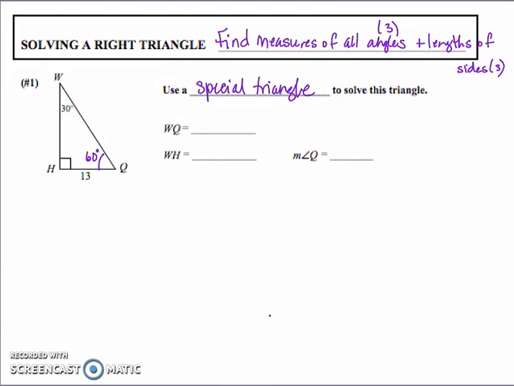I wasn't paying attention to the time on the last one and I got cut off there. All right, so we were working on this example, solving a right triangle, but we noticed that this was a special triangle because it is a 30, 60, 90 triangle.